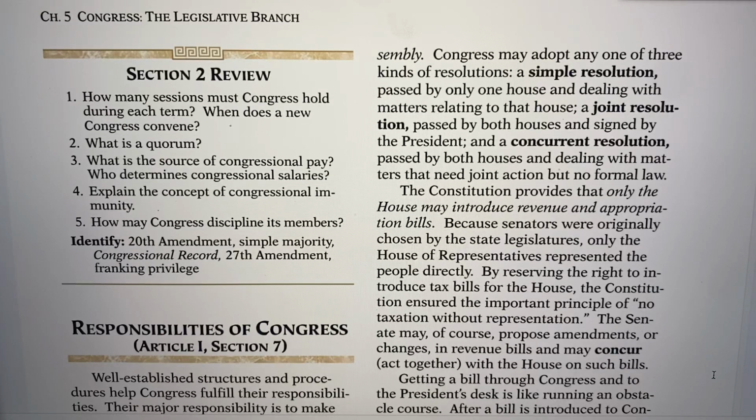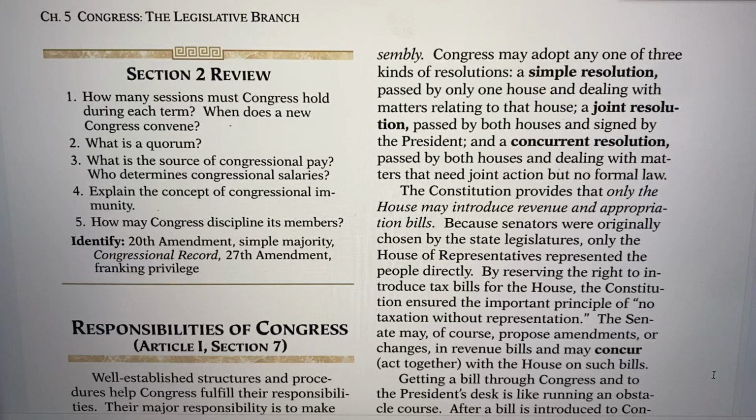Number 3, what is the source of congressional pay? They're paid out of what? The United States Treasury, right? And who determines the congressional salaries? They do. They set their own salary by law, but when they set a salary, they can't raise their salary while they're in. They have to wait until the next election before they can do that.